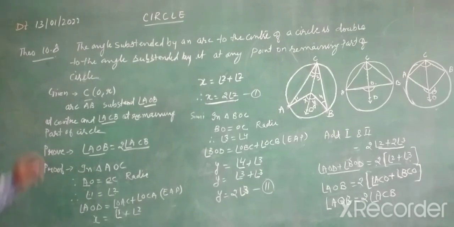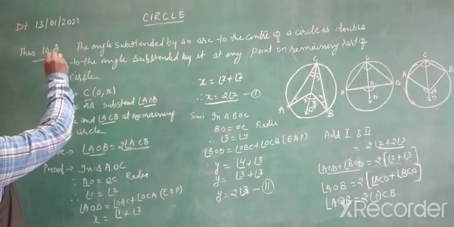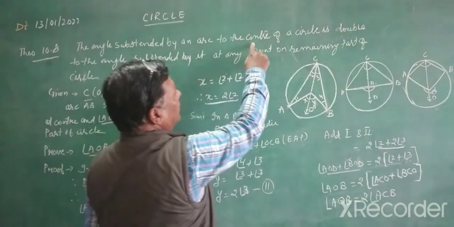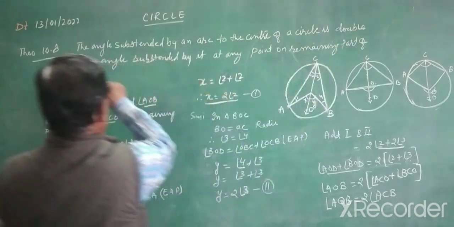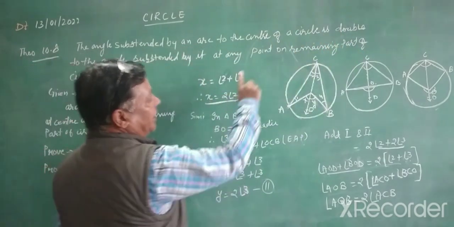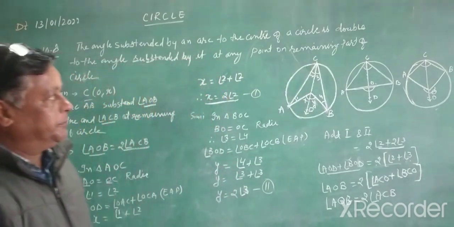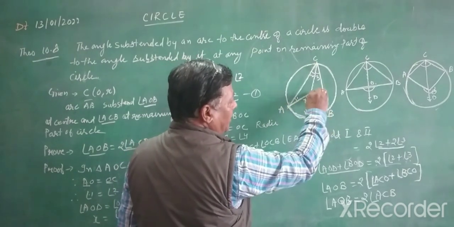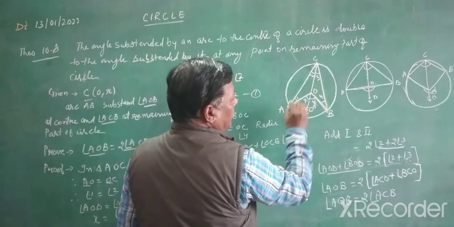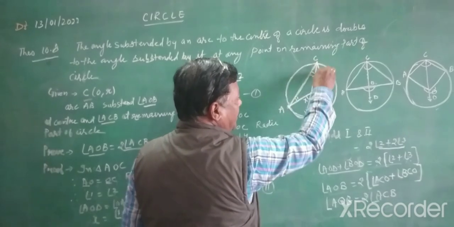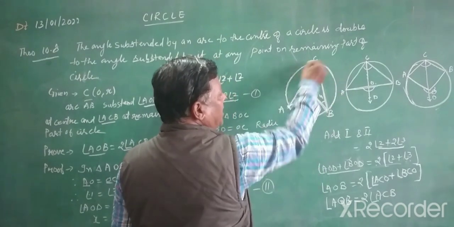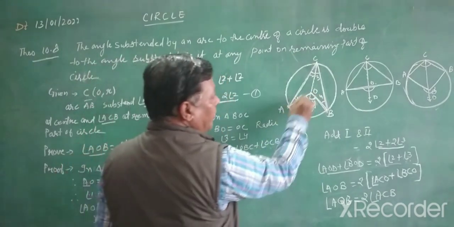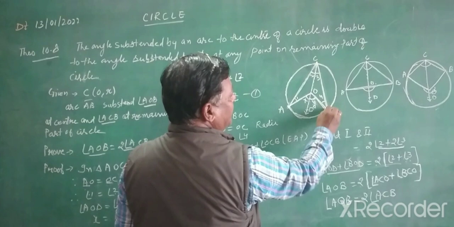Now we take theorem 10.8. According to the theorem, the angle subtended by an arc at the center of the circle is double the angle subtended by the same arc at any point on the remaining part of the circle. So we have figure C. The arc AB subtends an angle at the center, that is AOB. Then the same arc subtends another angle ACB at the remaining part of the circle, in the major arc part. So we have to relate this angle and this angle. Angle AOB is twice angle ACB.